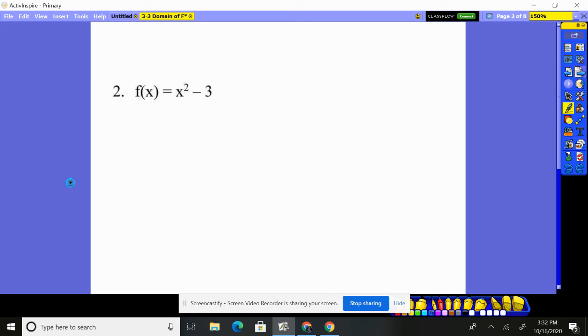Problem 2. Is it a fraction? No. Is it a square root? No. That means anybody works. That's all real numbers. No matter what you plug in, you're going to get a solution. There's no restrictions here.